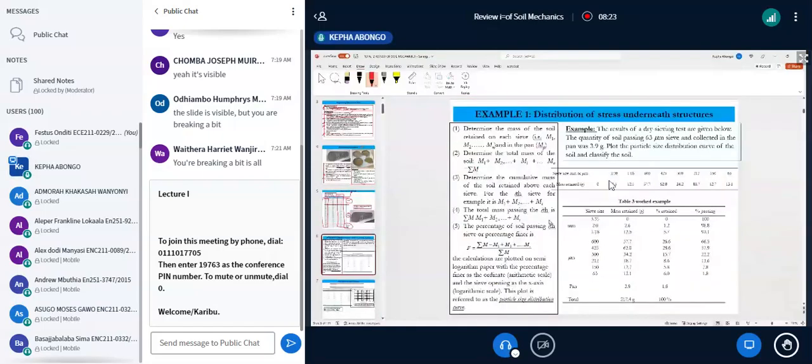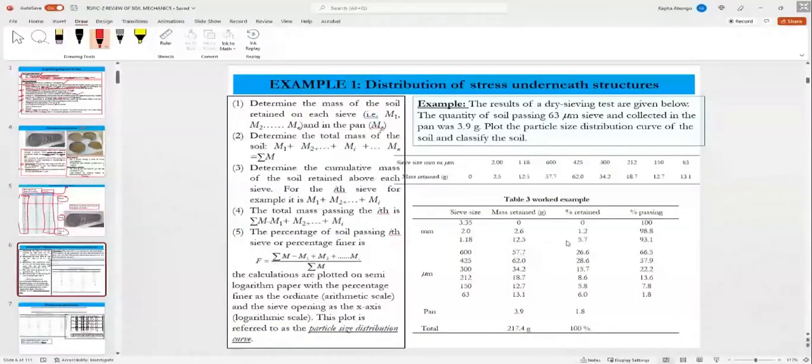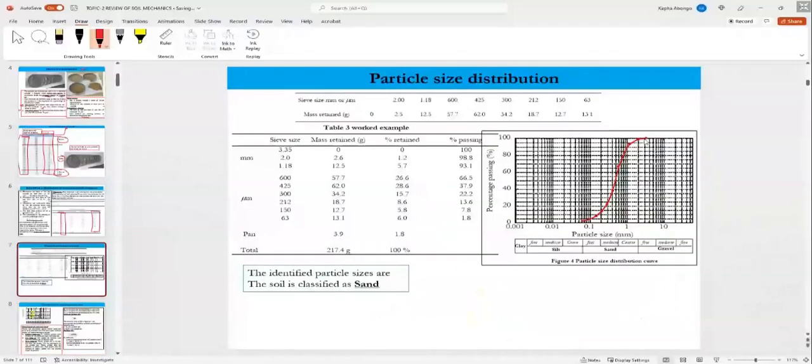You know, I told you, we measure each and every amount contained in each sieve, and then we try to get the cumulative amount contained, and then later determine the percentage passing each sieve. So percentage passing each sieve is what we plot against sieve size to determine the particle size distribution. Okay. Now, that's the particle size distribution that we get, percentage passing each sieve.